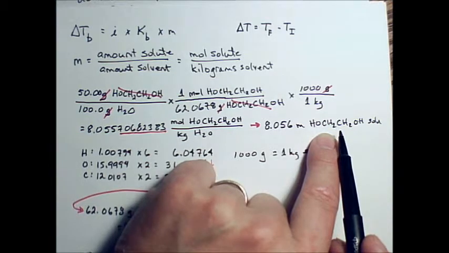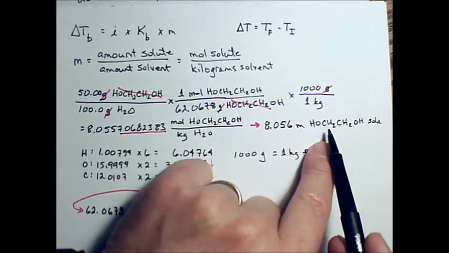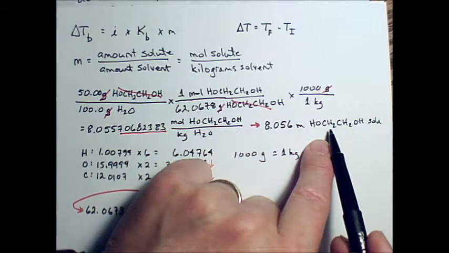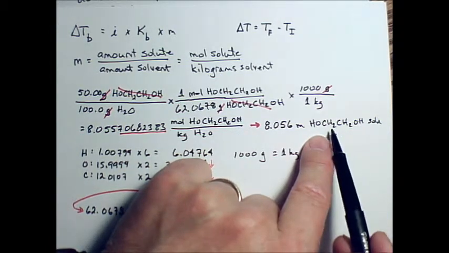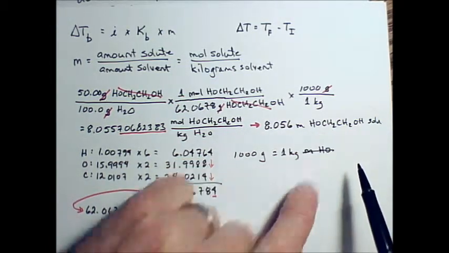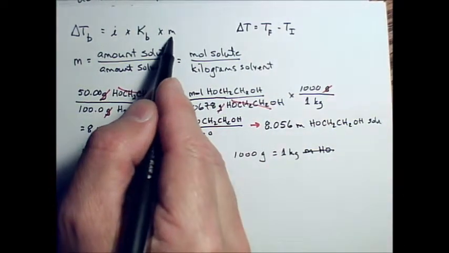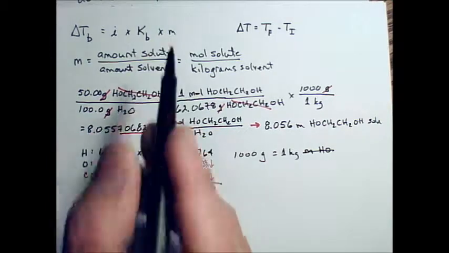It's used so much that if it's not mentioned, we assume the solvent to be water, and we can just name the solution for the solute, in this case, ethylene glycol. So that's our M amount that we're going to plug into this equation.